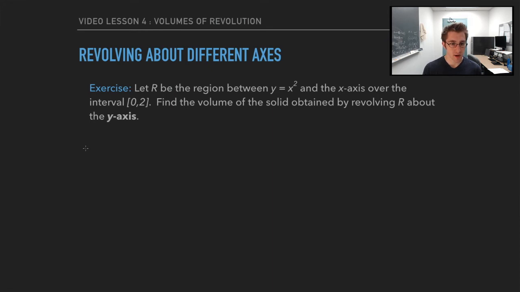So I'm revolving around the y-axis. The region is actually the same region from, I think, the first exercise. So here's 1 and 2, and here's y equals x squared. Here's the point 2 comma 4. Okay, so here's my region. But now I'm revolving around the y-axis.